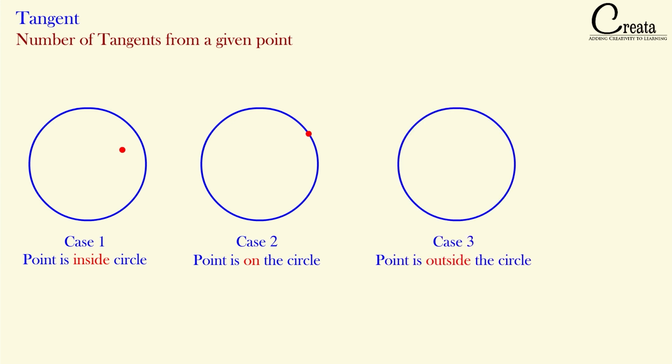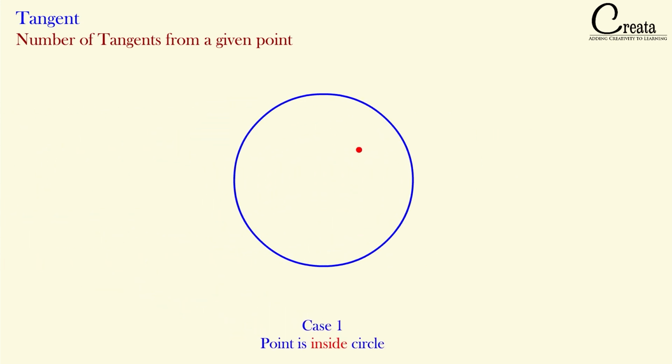And in the third case, the point is outside the circle. Let's check out the first case in which the point P is inside the given circle. Let's see how many tangents we can form from this point P. If you observe, we cannot form any tangent from this point P.